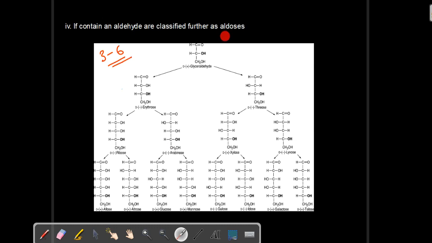Now, these are all aldoses because they contain an aldehyde group, but on the basis of the number of carbon atoms, what kind of a monosaccharide is this? This contains 1, 2, and 3 carbons. So this is a triose. Let us look at this one. 1, 2, 3, and 4 carbon atoms. So how should we classify it on the basis of number of carbon atoms? Tetrose.